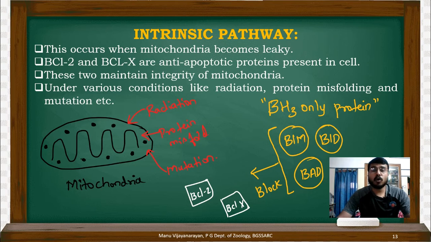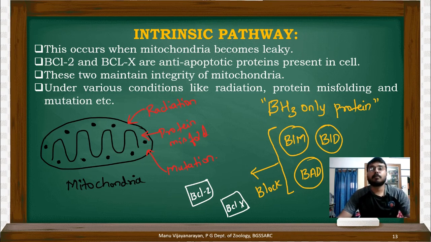Or when mitochondria undergoes certain stress, like the stress from radiation, or the stress due to protein misfolding, or even due to some of the mutations that might happen during the protein folding, even at that point of time, the cell induces apoptosis, or the cell would undergo apoptosis through the intrinsic pathway.